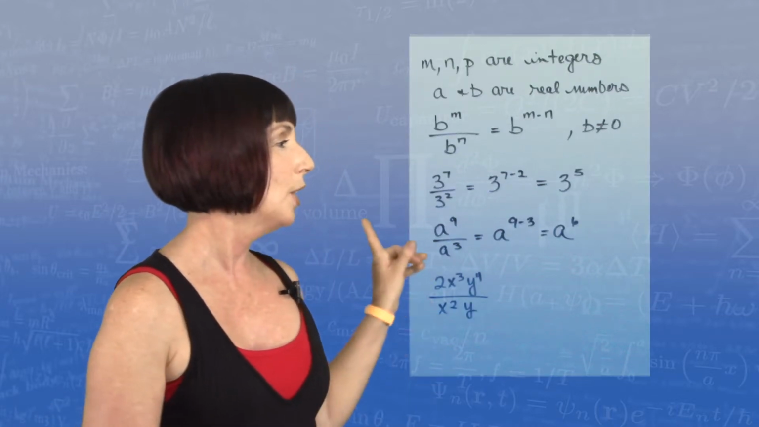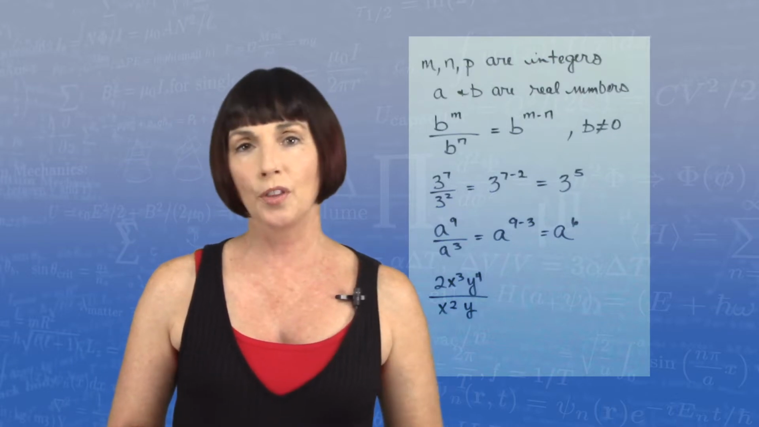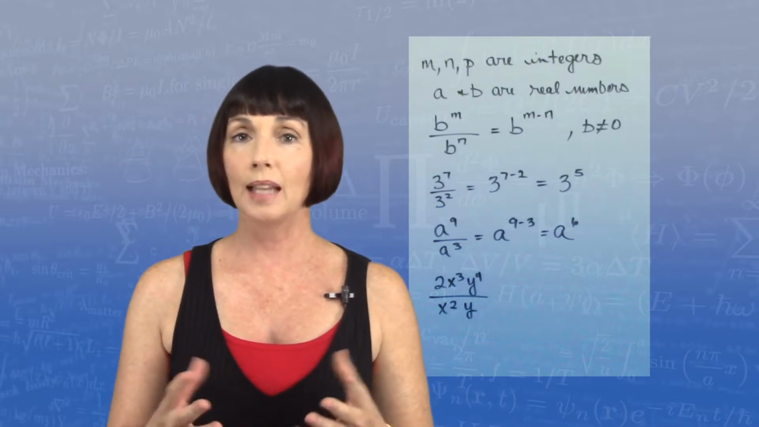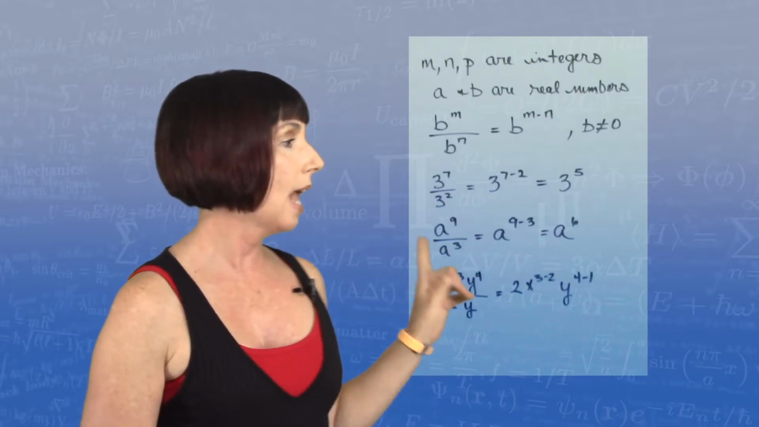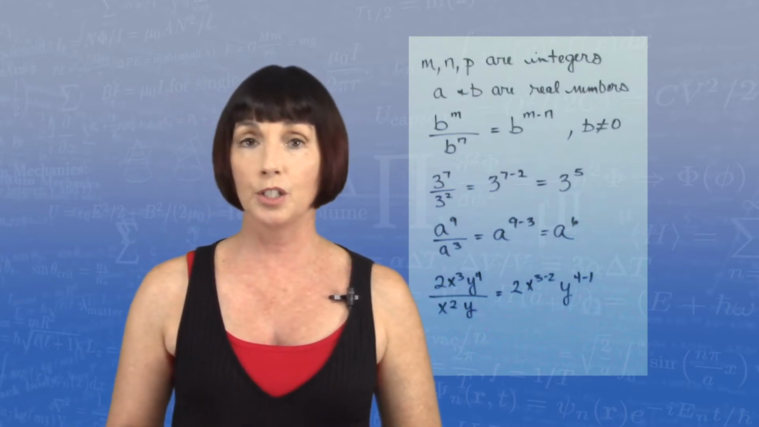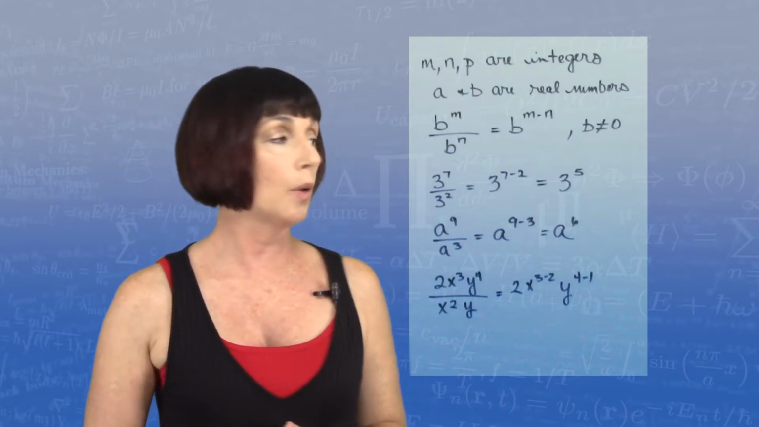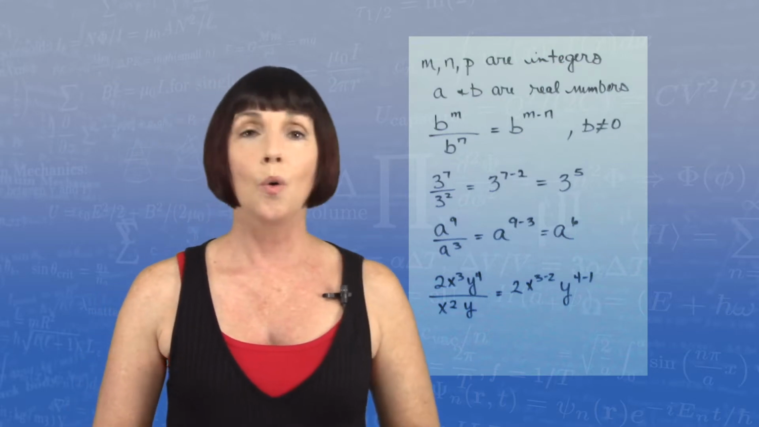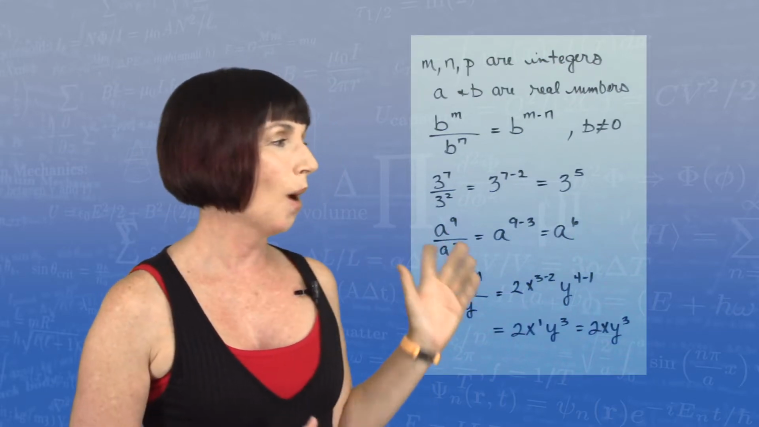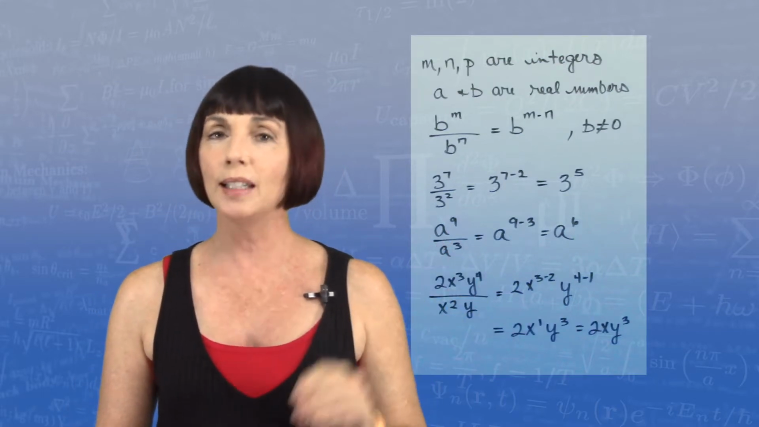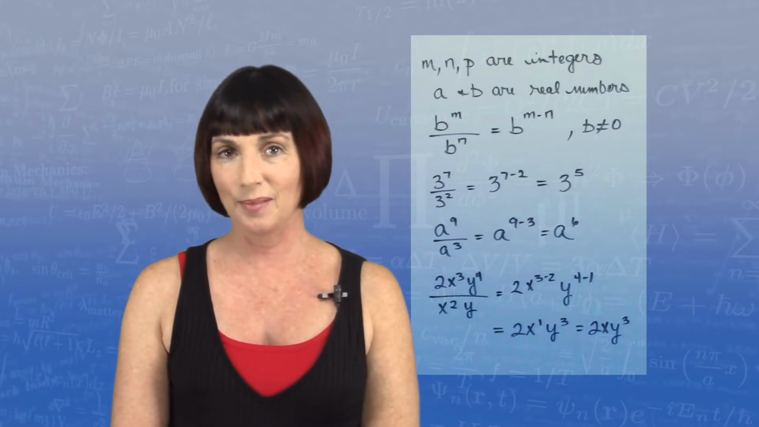If we have 2x cubed y to the 4th over x squared y, that gives us 2 times x to the power of 3 minus 2 times y to the power of 4 minus 1, or 2xy cubed. So when we're dividing, we can subtract those exponents.